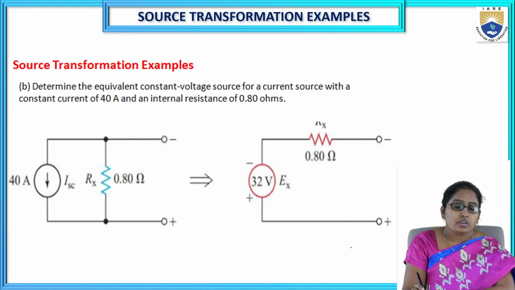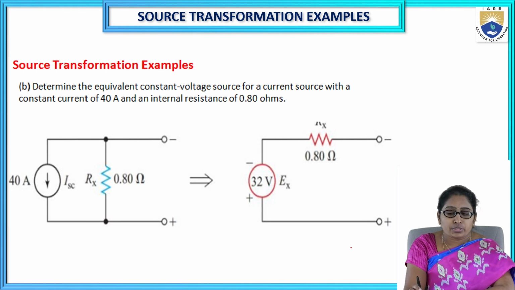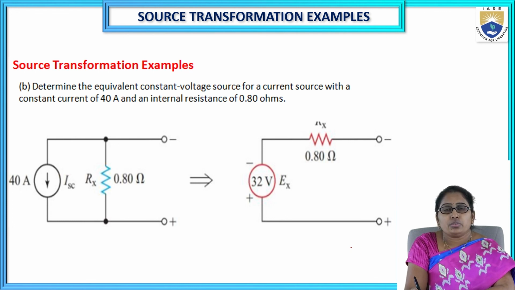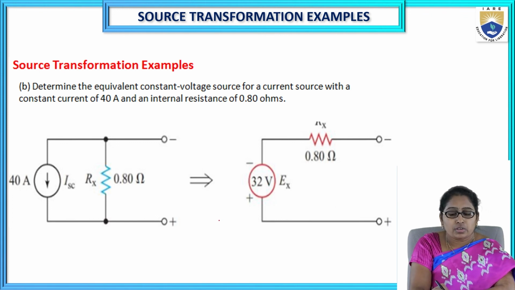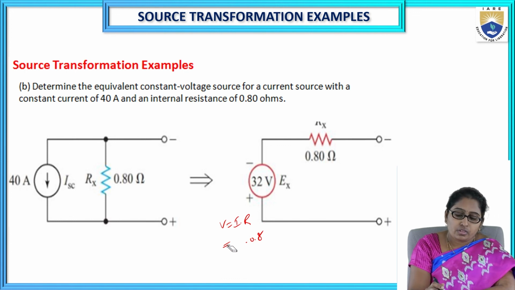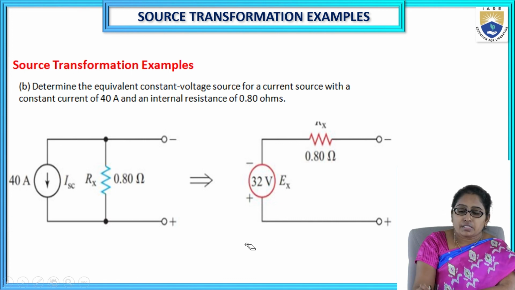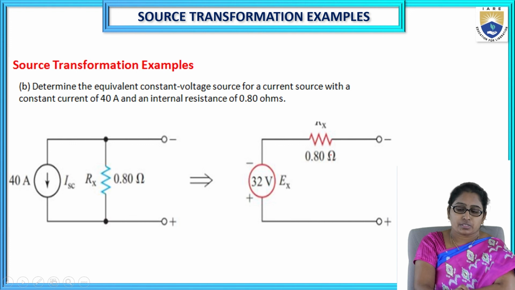Next, one more. Determine the equivalent constant voltage source for a current source with a constant current of 40 amperes and an internal resistance of 0.8 ohms. Here the current source is given and they are asking for its equivalent voltage source. The current source value is 40 amperes, so from Ohm's law, V equals IR, 40 into 0.8, which is 32 volts. Look at the polarities of the voltage source. The resistance is the same as the current source resistance.